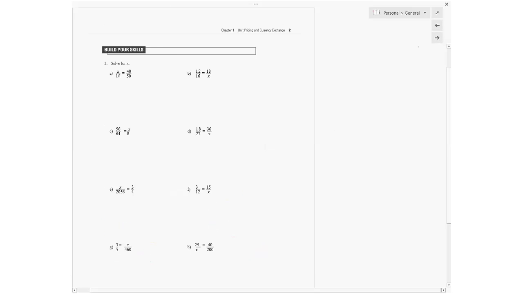If you go on to the next problems here, you'll see that will work for most of them. But when you get to, oh, actually, that will work for all of them in this case. So you can always do, for example, 10 times 40 divided by 50, 16 times 18 divided by 12, 56 times 8 divided by 64, etc. So I want you to try these ones here and make sure you check your answers before you move on.